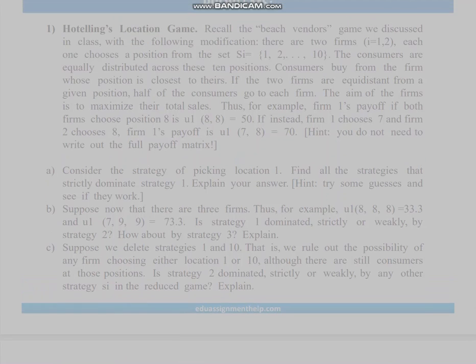Problems. A. Consider the strategy of picking location 1. Find all the strategies that strictly dominate strategy 1. Explain your answer. Hint: try some guesses and see if they work.